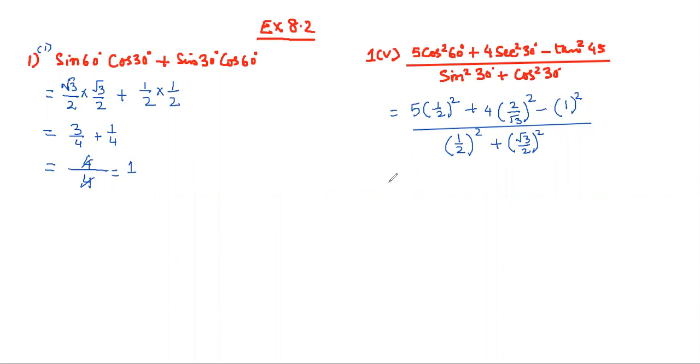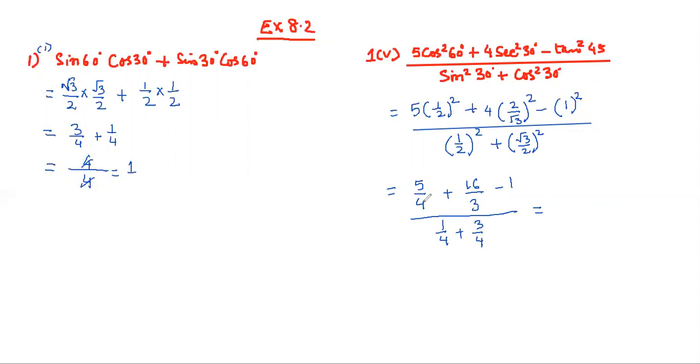Now the only thing left is to simplify this. So this is 5 into 1 by 4, so it is 5 by 4. Then this will be 4 divided by 3. So 4 when multiplied by this will be 16 upon 3 minus 1. And in the denominator we have 1 by 4 plus 3 by 4. So see the denominator, this will become 1.